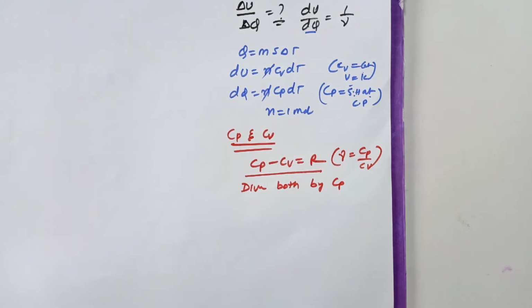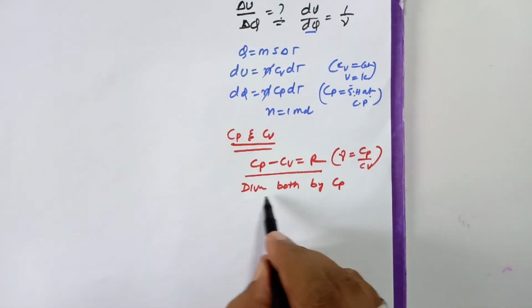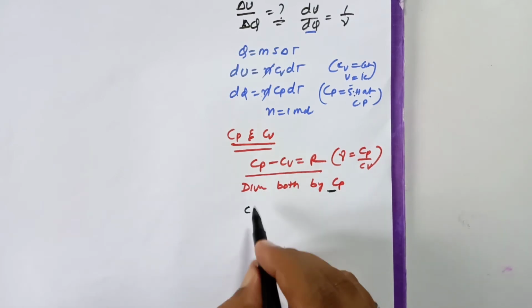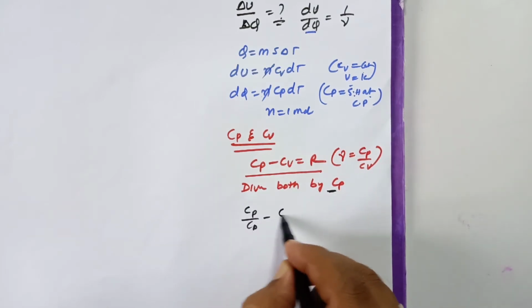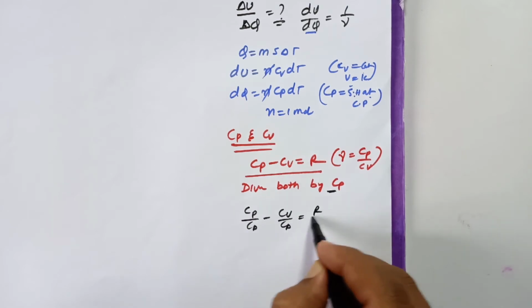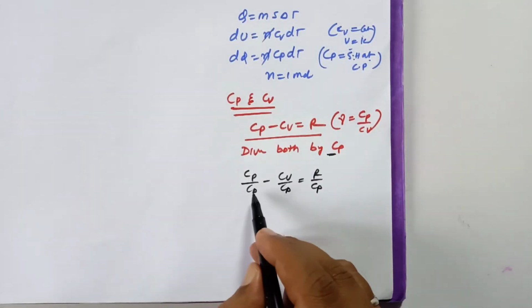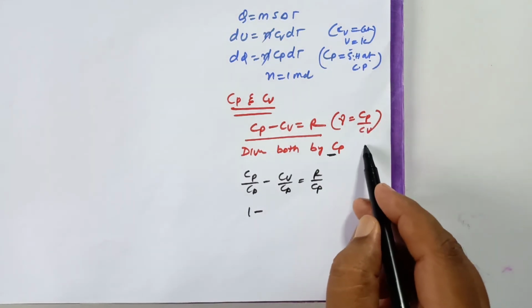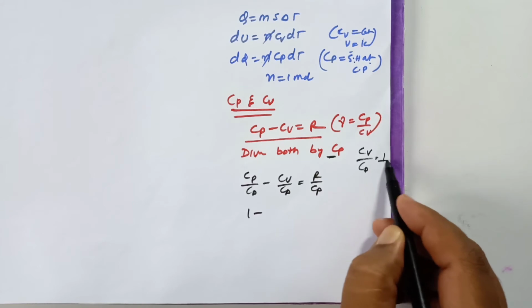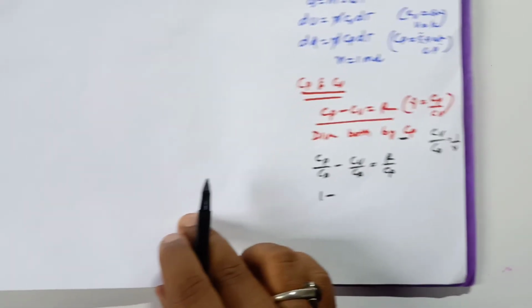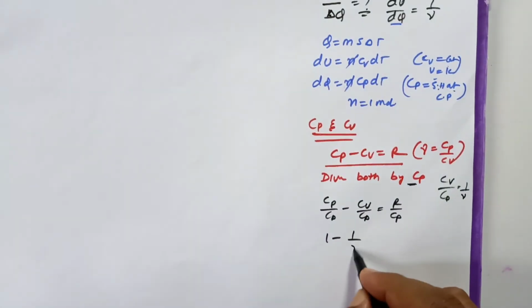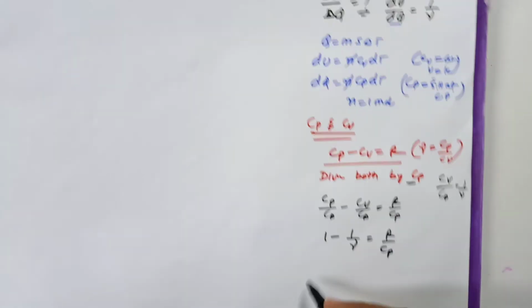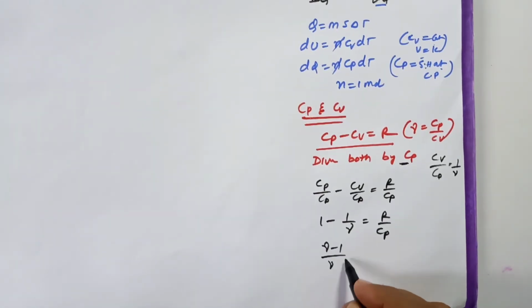It is a basic formula, everyone knows about this. Now let us go for the derivation here. So in this case, divide both by Cp. So here Cp by Cp minus Cv by Cp is equal to R by Cp. Cp by Cp is equal to 1. As gamma is equal to Cp by Cv, then Cv by Cp is equal to 1 by gamma. So you can just take here 1 by gamma, which is equal to R by Cp. Therefore, gamma minus 1 by gamma is equal to R by Cp.